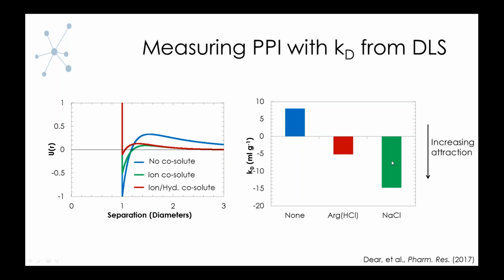Now, when we compare the two systems, the arginine and the sodium chloride, which have the same screening effect, so have reduced the repulsion the same amount, you can see the arginine is much less attractive, indicating that it reduced the attractive well. It screened the attractive interactions.